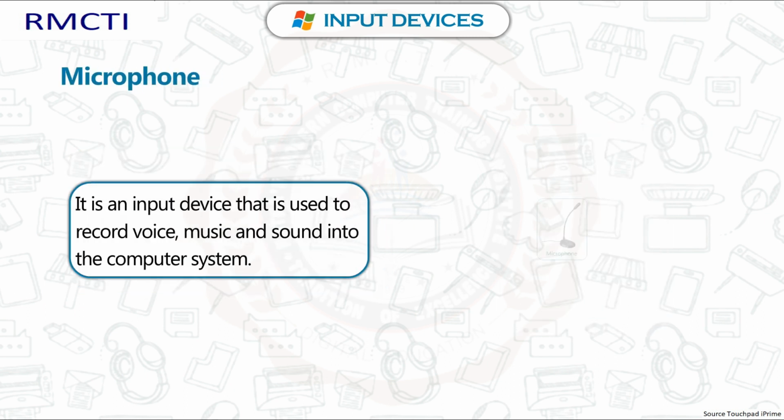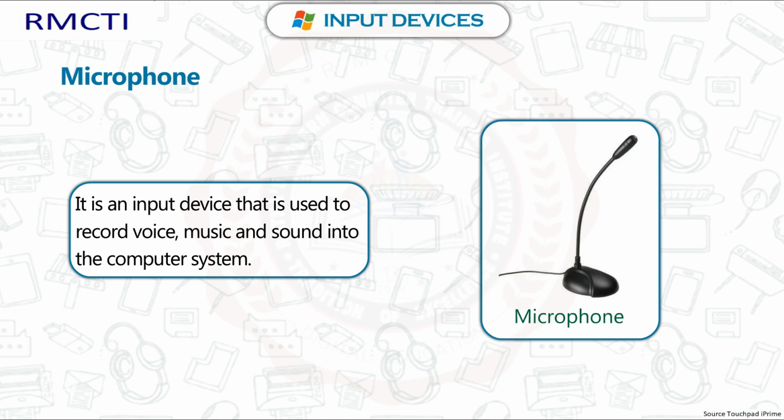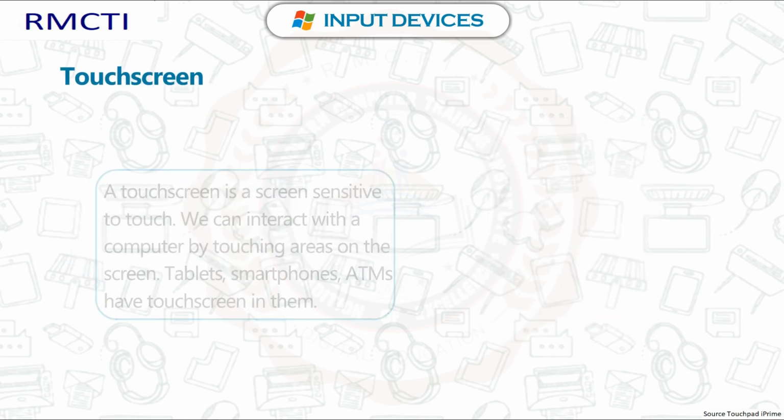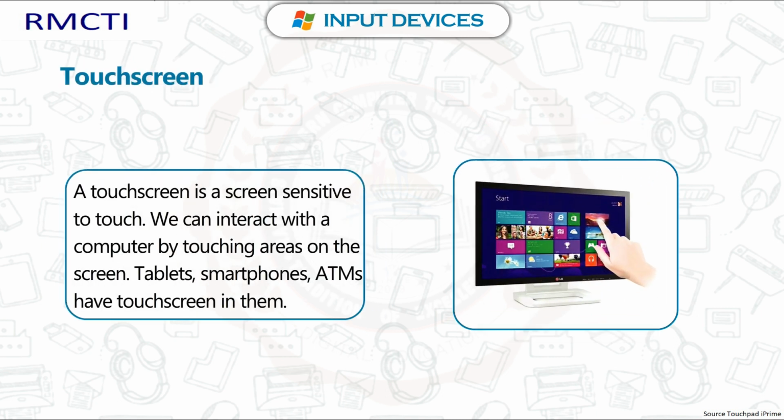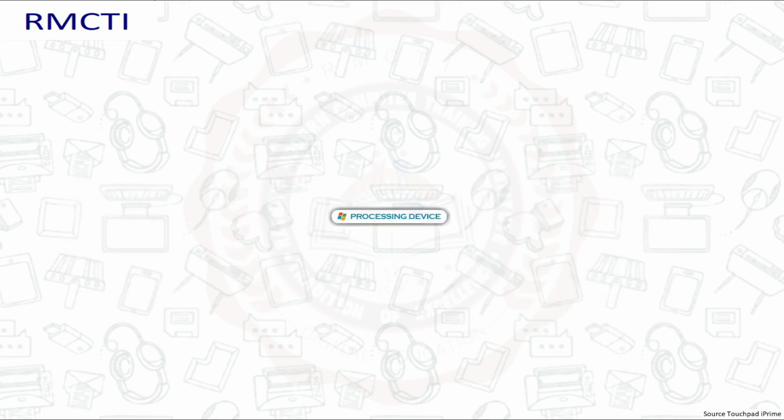Microphone. It is an input device that is used to record voice, music, and sound into the computer system. Touch screen. A touch screen is a screen sensitive to touch. We can interact with the computer by touching areas on the screen. Tablets, smartphones, and ATMs have touch screens in them.